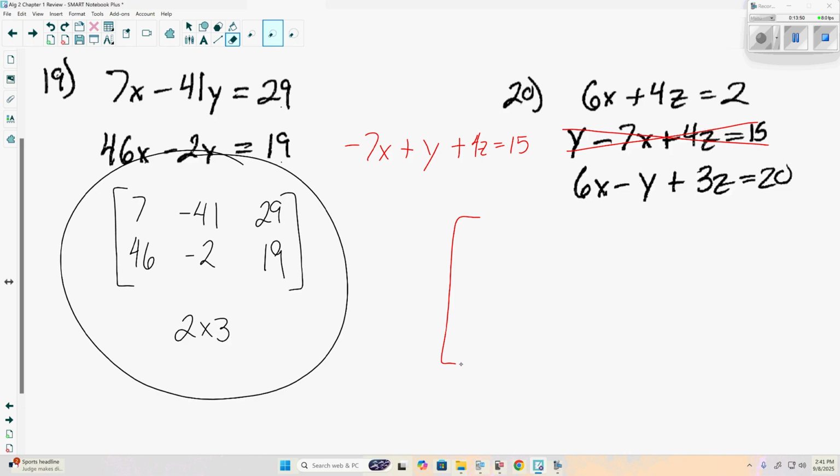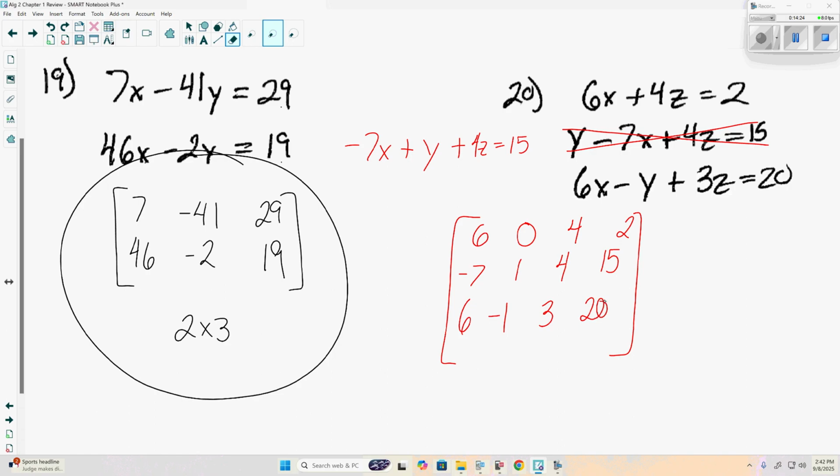So if we look at the top equation, our first number would be 6 for x. Now, because there's not a y variable, it's understood to be 0. The number for z would be 4, and the last one would be 2. Our middle equation would be -7 for x, 1 for y, 4 for z, and 15. And our last equation would be 6 for x, -1 for y, 3 for z, and 20.